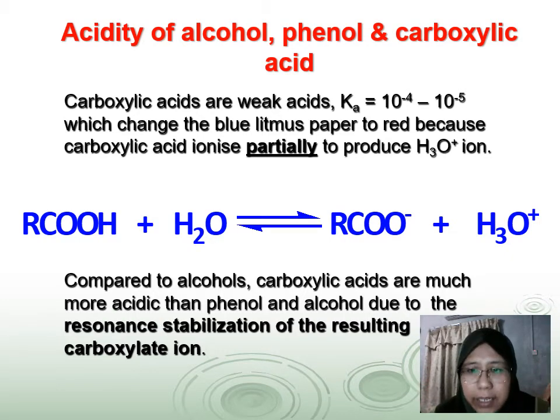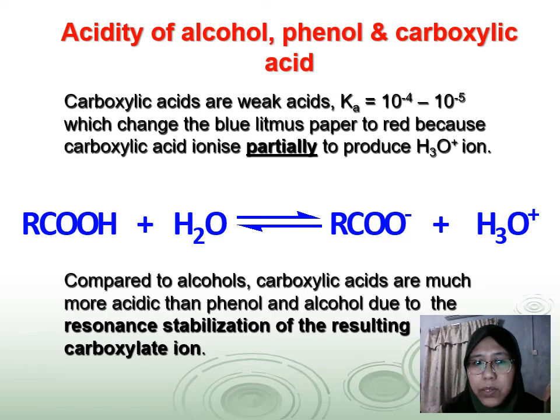The name carboxylic acid itself is an indication of how acidic it is. The compound is a weak acid, judging by its acid ionization constant Ka, which ranges between 10 to the power of negative 4 to 10 to the power of negative 5, and it changes blue litmus paper into red because RCOOH ionizes in water to produce RCOO- and hydronium ion. So compared to alcohol, carboxylic acids are much more acidic because they form resonance stabilization in a carboxylate ion.